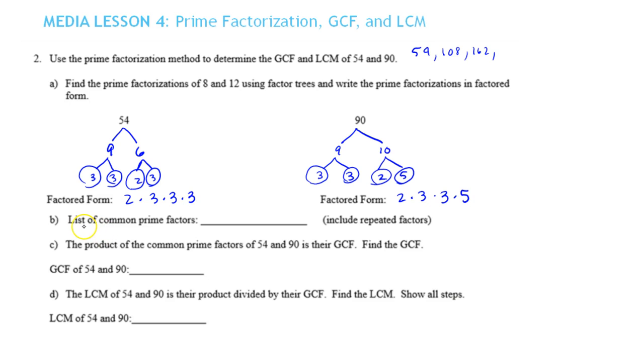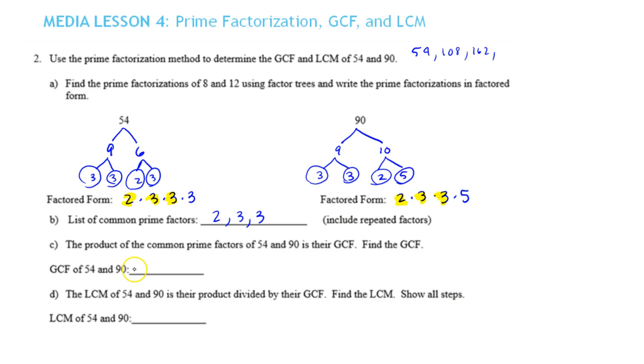Now let's make a list of the common prime factors. Remember, always include repeated factors, the most they have in common. Well, they each have 1 factor of 2. 54 has 3 factors of 3. 90 has 2, so the smaller amount is what they have in common. So they each have 2 factors of 3. This has another factor of 3, but this one doesn't. This one has a 5, but this doesn't. So these common factors, their product is going to be our GCF.